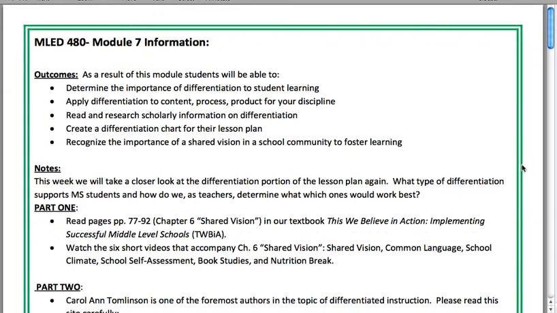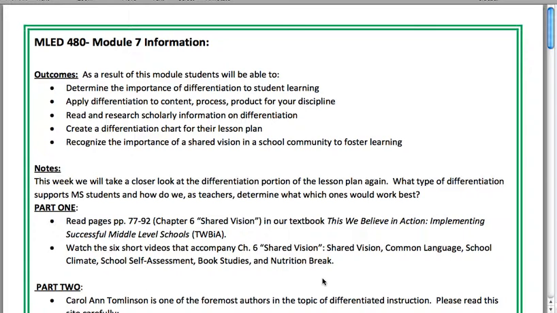So to begin with, for part 1, I'd like for you to read in your textbook, This We Believe in Action: Implementing Successful Middle Level Schools, Chapter 6, Shared Vision, and there are 6 short videos that accompany that chapter. And then we're going to focus on differentiated instruction. So this works out really well with what we're doing in SEED 408 as well.